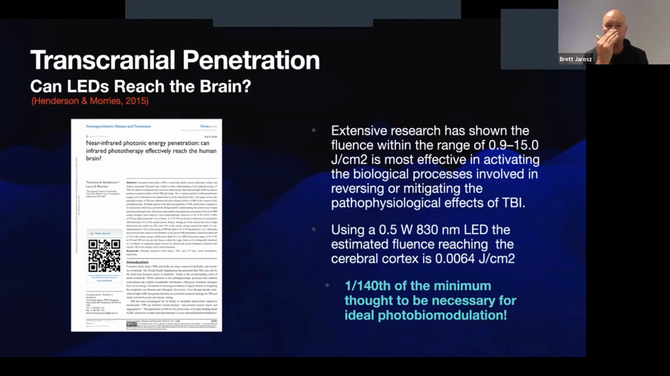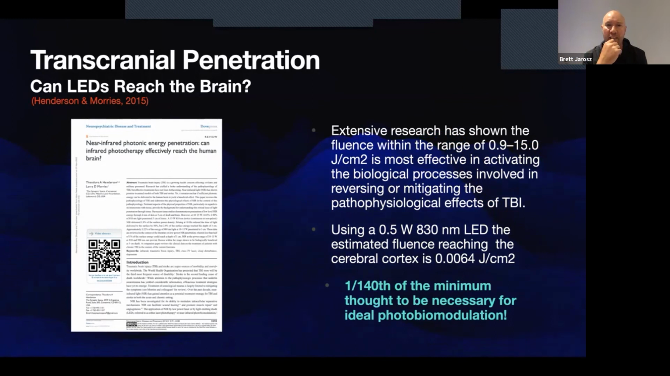And this is where the important part comes. We said biphasic dose response, yeah? We said we needed enough energy to get into tissues to create that biostimulation, hormesis, yeah? We didn't want to get to the point and then come crashing down for bioinhibition and detrimental effects, but we needed to have enough stimulation. So extensive research has shown that within the range of 0.9 to 15 joules per centimeter squared is most effective in activating the biological processes involved in reversing or mitigating the pathophysiological effects of TBI.